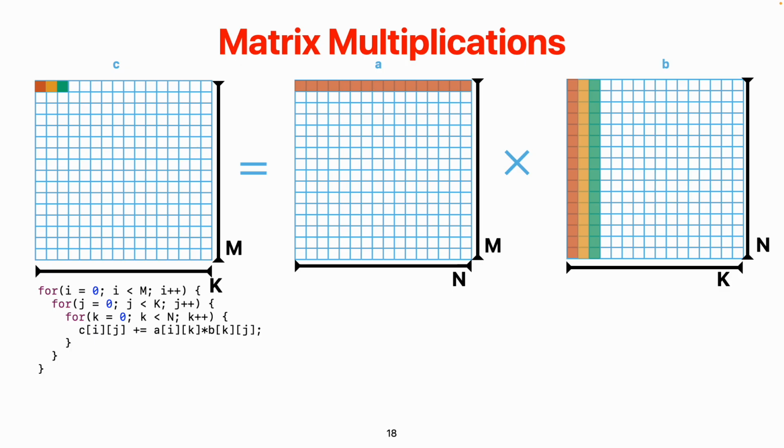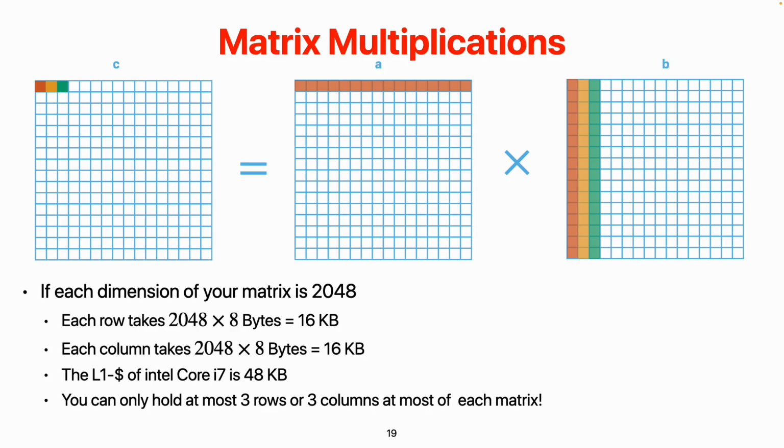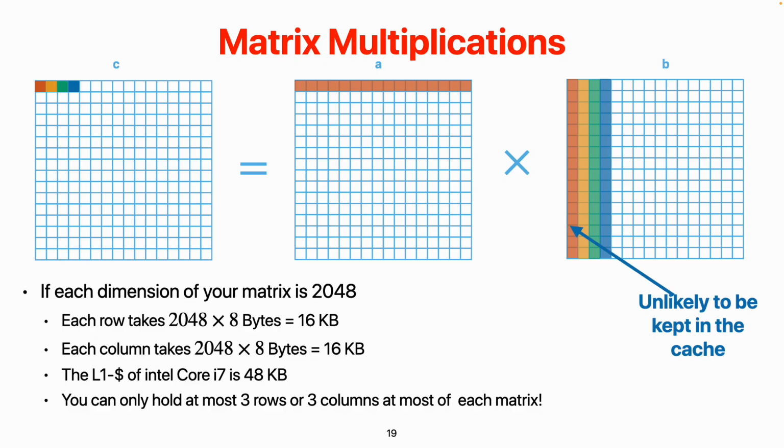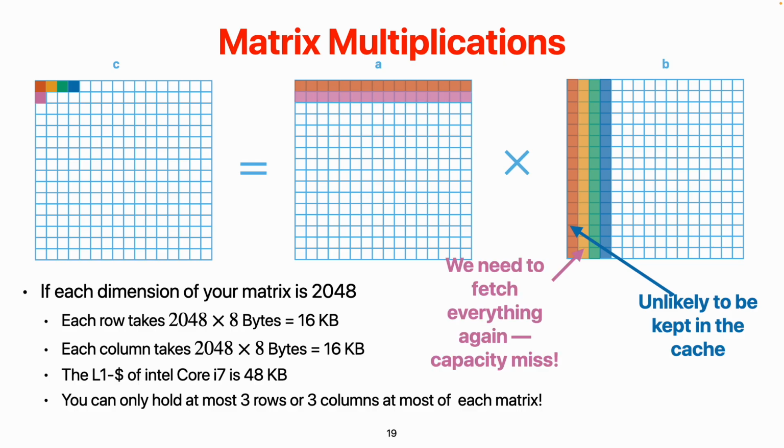If you check the amount of data that we need to store, each row takes 16 kilobytes. Each column also takes 16 kilobytes, no matter if you start with a column or a row. And also you have to store the result, right? Result is also a row. So just doing one time, you are going to kick out your original stuff for sure, because we just don't have sufficient capacity. So it's very unlikely you are going to keep all of them in a cache, because each row or column is just too big.